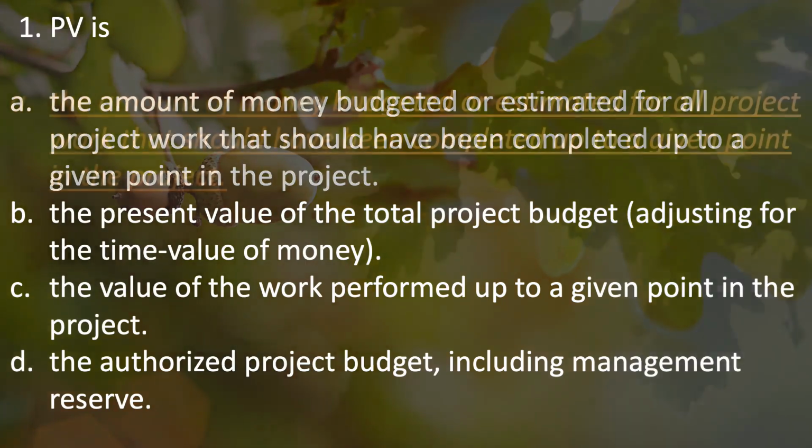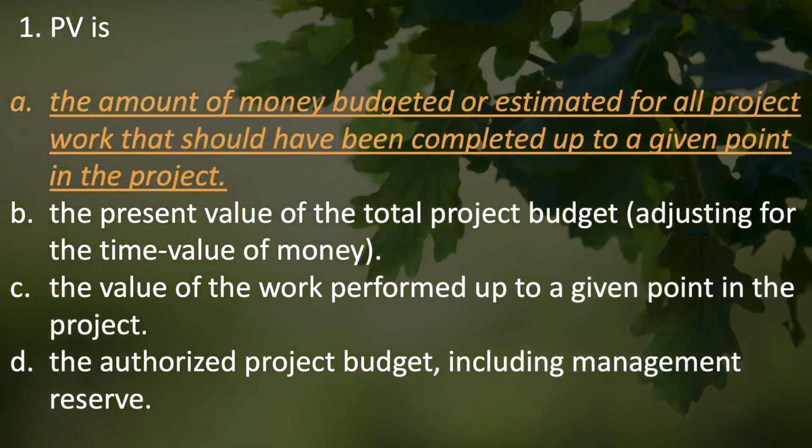And the correct answer is A, the amount of money budgeted or estimated for all project work that should have been completed up to a given point in the project. Note that PV stands for planned value in the context of earned value, but for present value in other contexts.